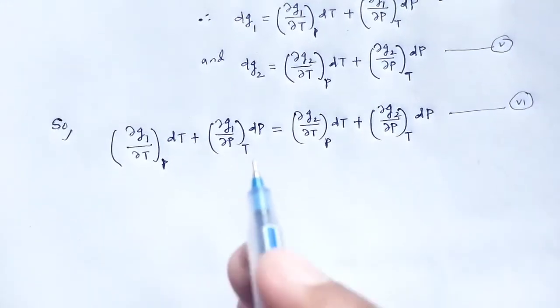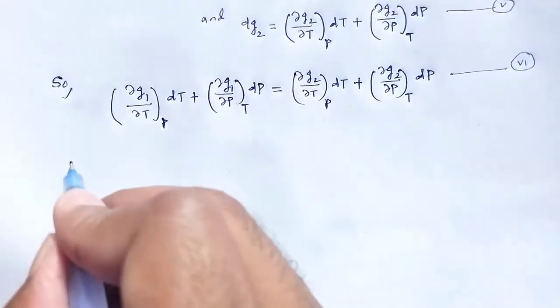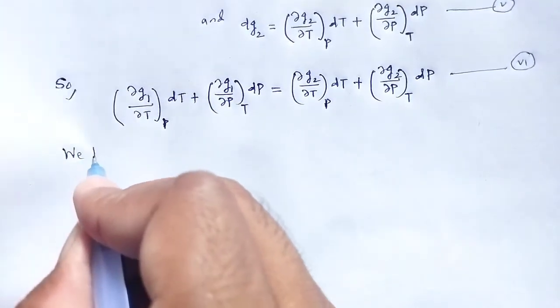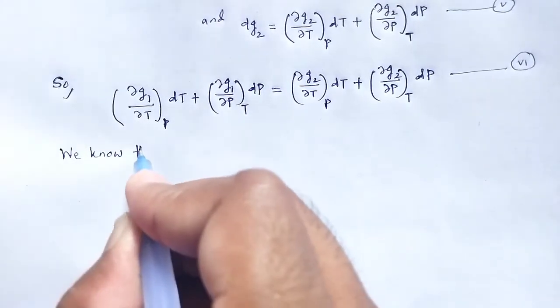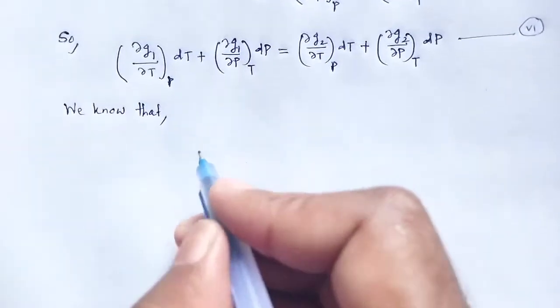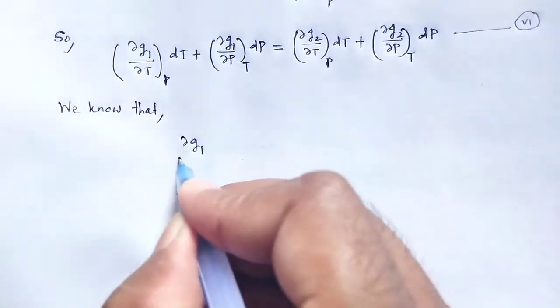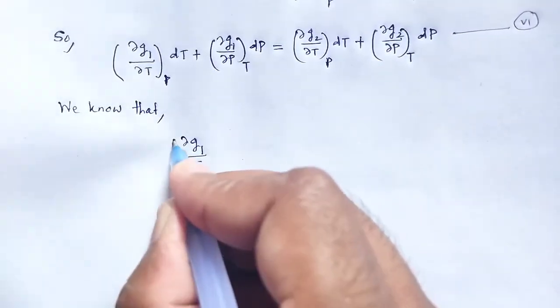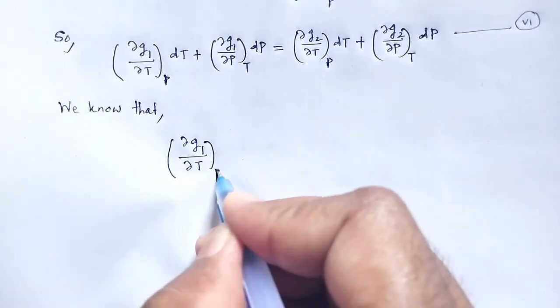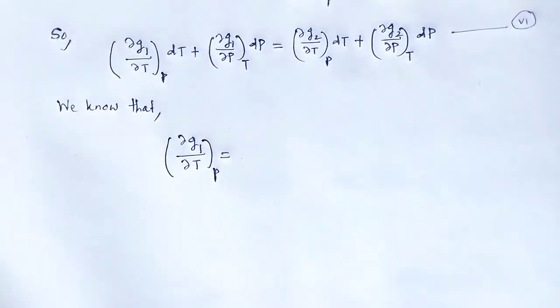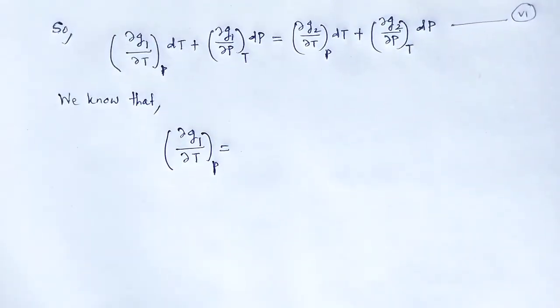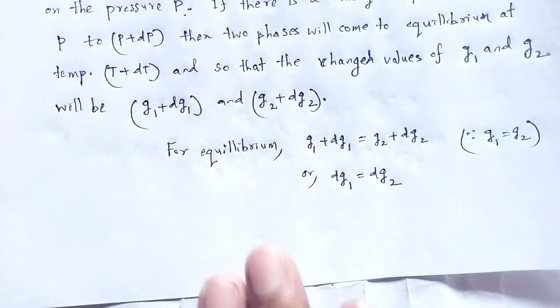Now we know that del G1 by del T at constant pressure will be what? Look at that equation.